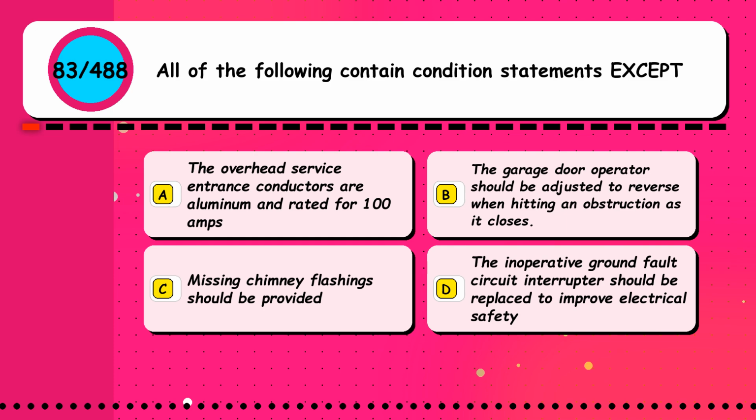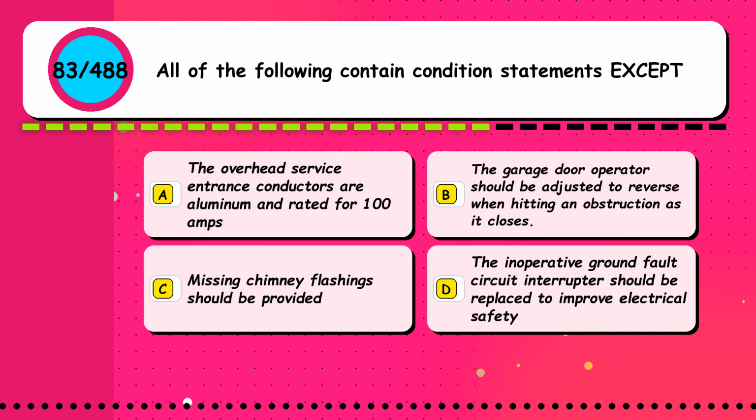Question 83. All of the following contain condition statements except: Option A, the overhead service entrance conductors are aluminum and rated for 100 amps. Option B, the garage door operator should be adjusted to reverse when hitting an obstruction as it closes. Option C, missing chimney flashing should be provided. Option D, the inoperative ground fault circuit interrupter should be replaced to improve electrical safety.